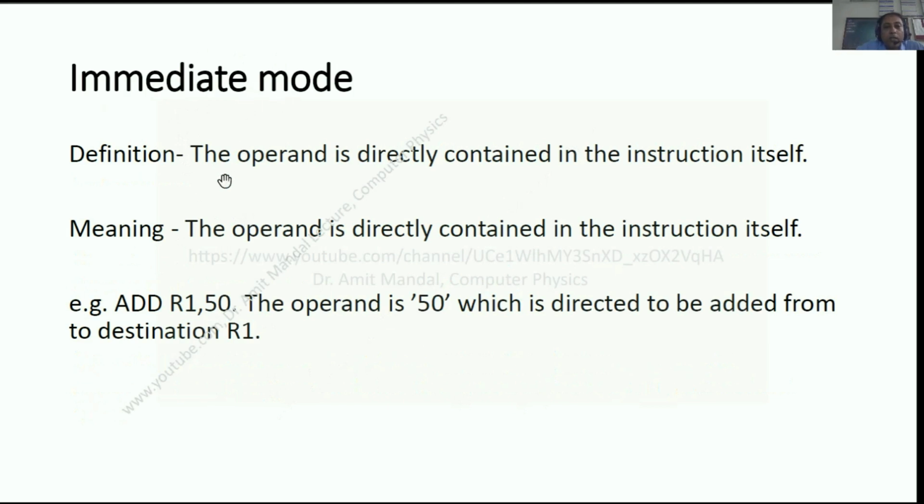Now immediate mode. In immediate mode, the operand is written directly in the instruction itself, with no need of fetching from somewhere. For example, ADD R1, 50. It means whatever value is present in register R1, add 50 to it. So 50 itself is the operand, so it is not to be fetched from somewhere and then brought. This is called immediate mode.